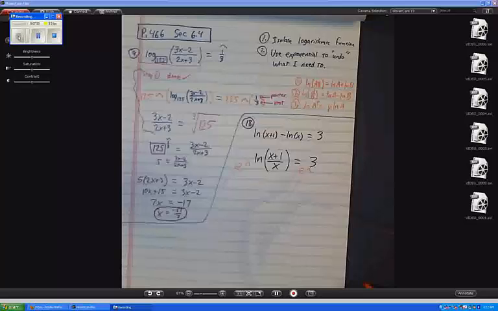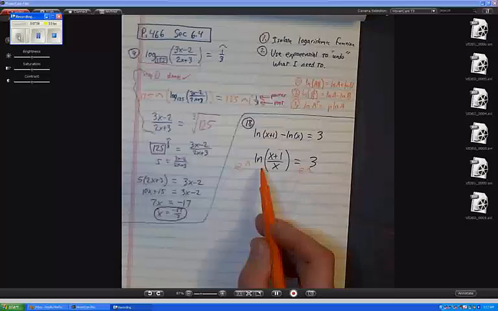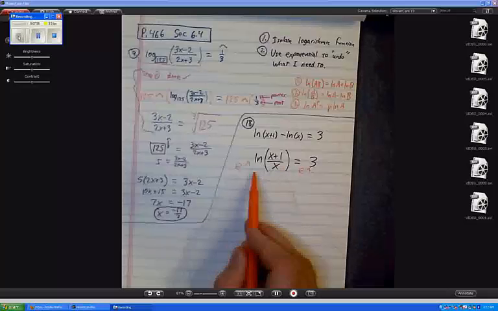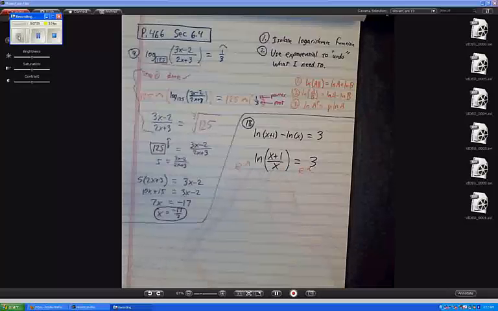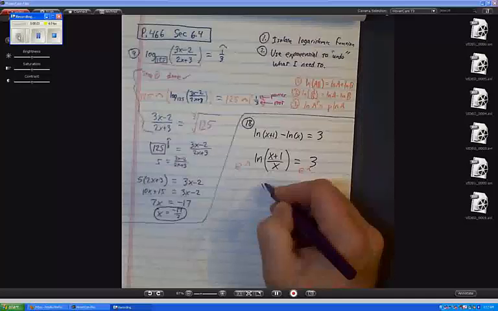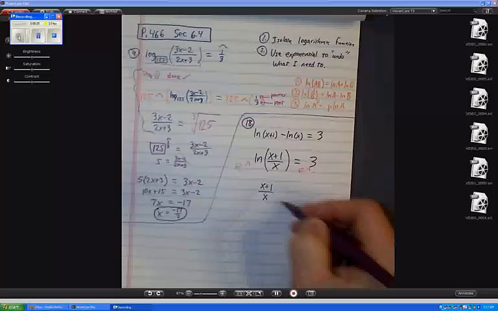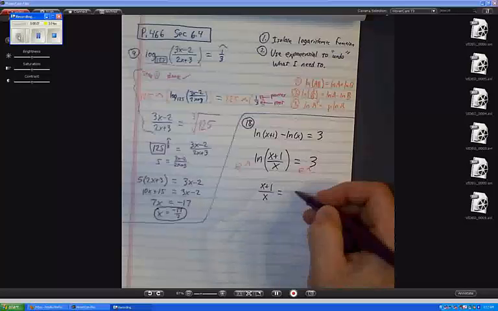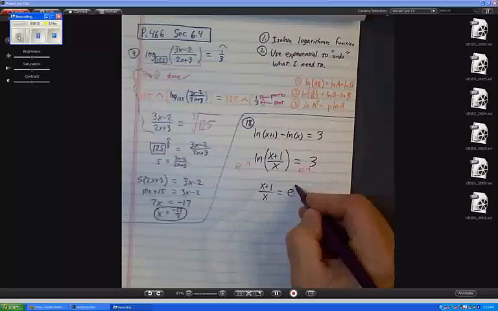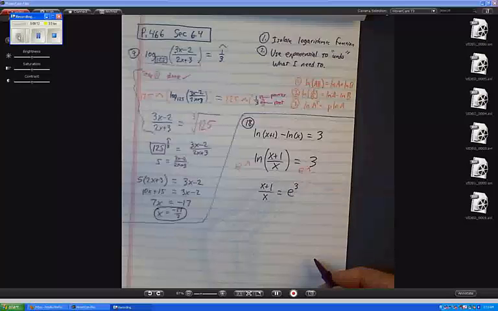Why did I pick e as my base? Well, it's natural log, right? If you want to undo a natural log, use e as your base. Okay? And so when you do this, the right-hand side is now just x plus 1 over x. And the left-hand side is, well, I guess e to the 3rd power.